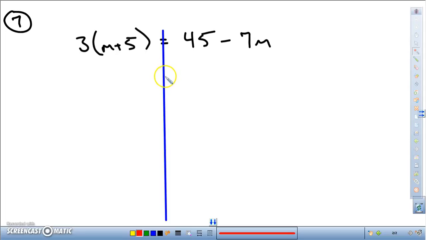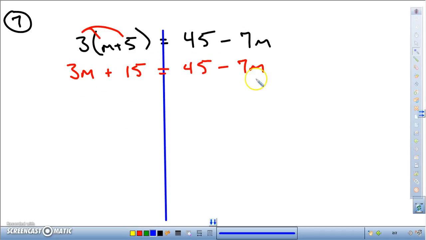Alright, so I see I have distribution that needs to be done in number 7. That's always going to be done before anything else. So when I distribute here, 3 times m is 3m, 3 times 5 is 15, and then your 45 and your -7m come down on the right. And now I have the variable on both sides of the equation, but I have multiple terms on both sides, so I get to pick which one of these variable terms I'm going to eliminate. It does not matter which. I'm going to add the 7m to both sides.